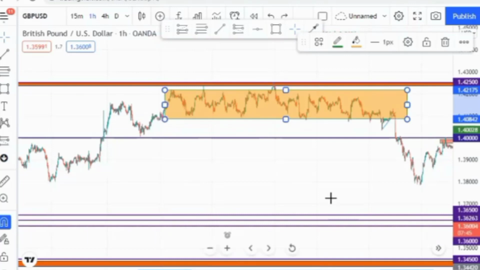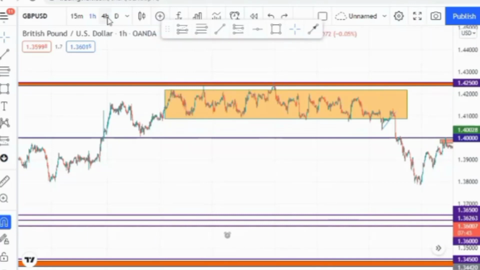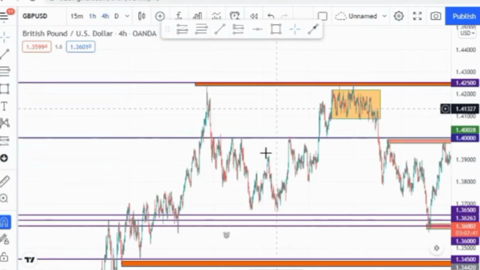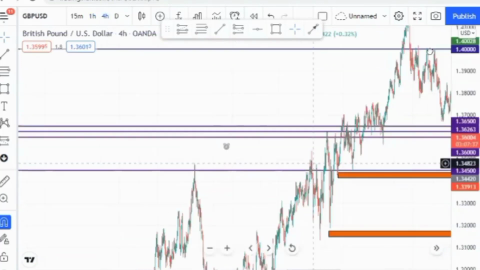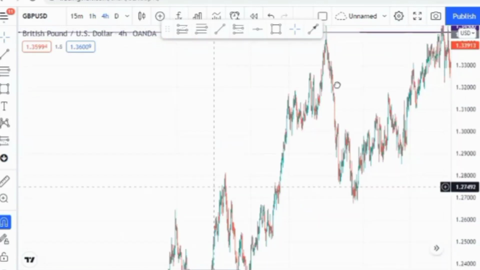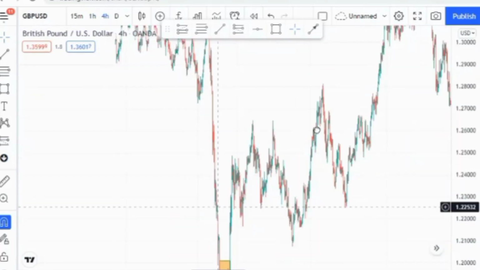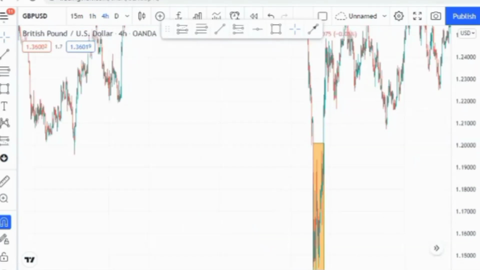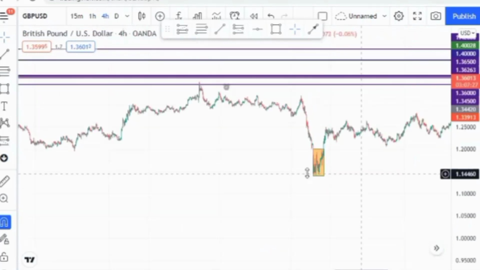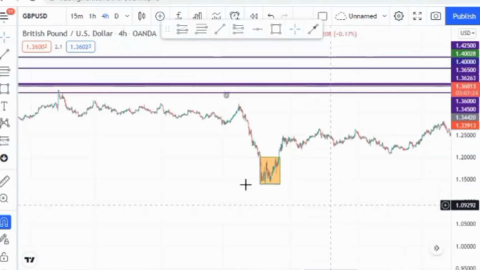So basically, let me show you where the distribution phase came from. If you zoom out, basically somewhere here, boom, that's it here. All right, this is the accumulation phase that gave rise to that rally of GU to the upside.